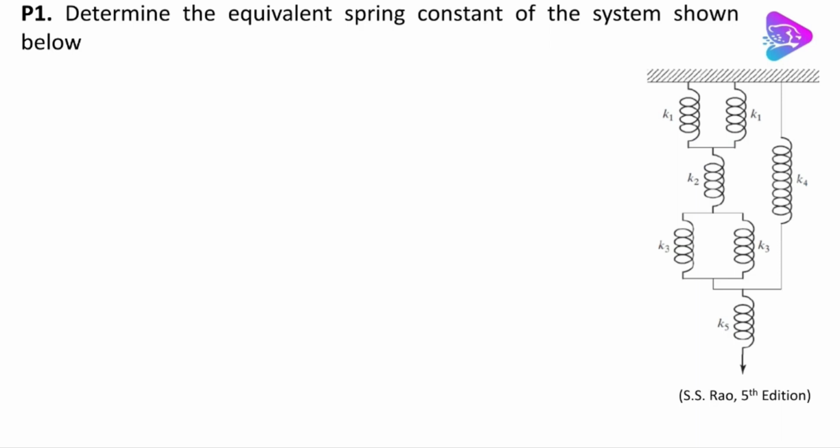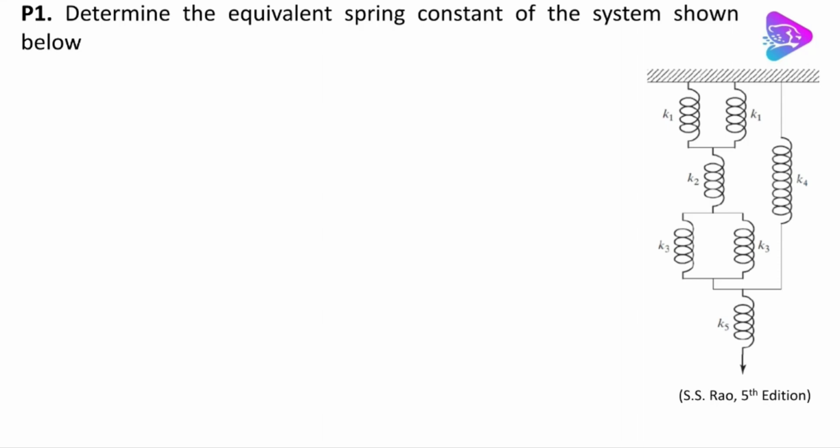So this is the first example we have for today, in which we want to find the equivalent stiffness of the system as the problem statement says. As you can see here, we have multiple connections. We have series connections and parallel connections, and we want to find the overall equivalent spring constant of the system. Okay, let's look at this system and see what we have.